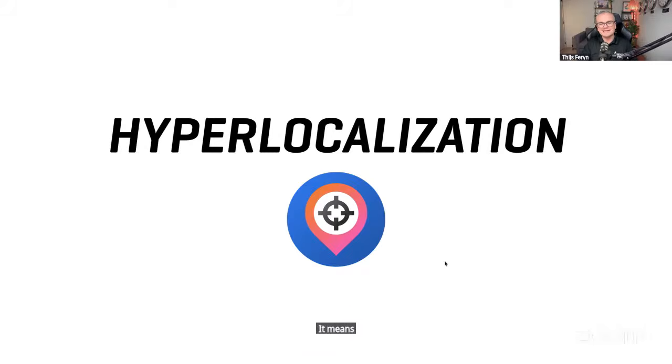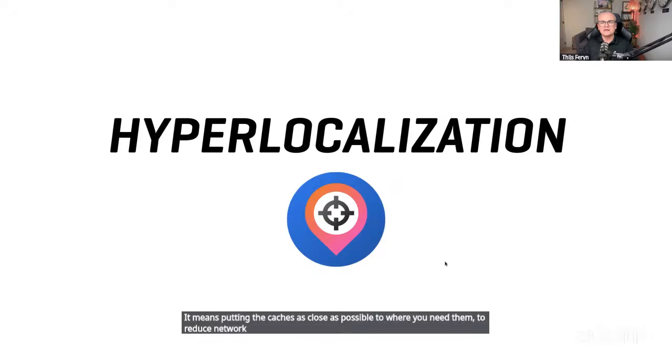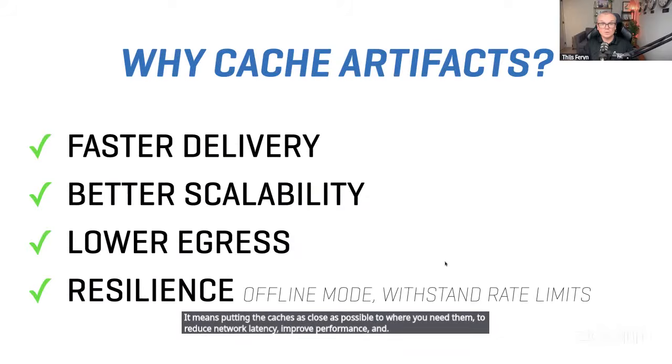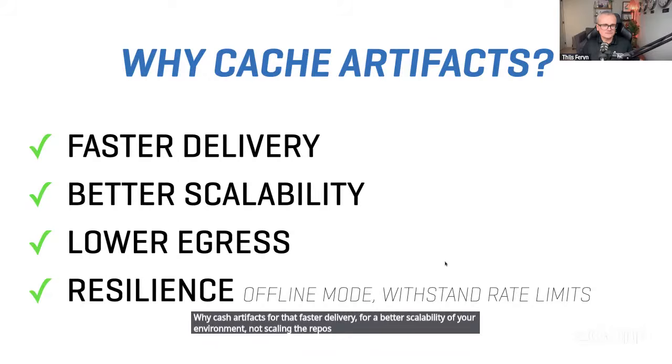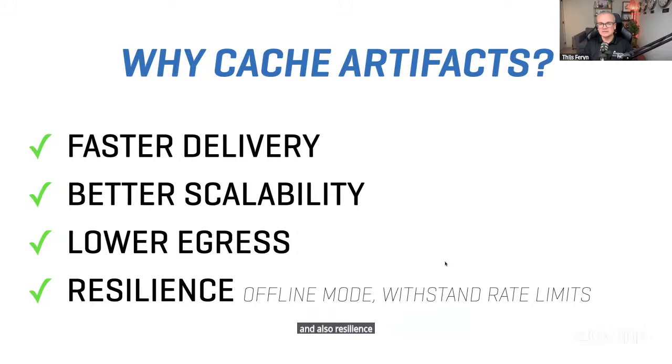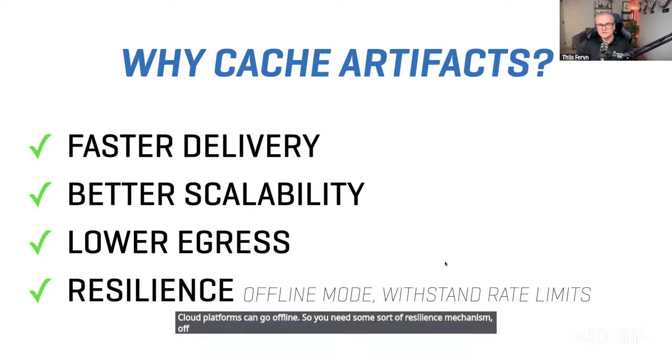It means putting the caches as close as possible to where you need them to reduce network latency, improve performance, and why cache artifacts? For that faster delivery, for a better scalability of your environment, not scaling the repos, not scaling the infrastructure, but the performance, to lower egress costs for cloud-based artifact registries, and also resilience. I don't need to remind you of that because it happened last year and probably this year as well. Cloud platforms can go offline. So you need some sort of resilience mechanism, offline mode, if you will, to protect your systems.